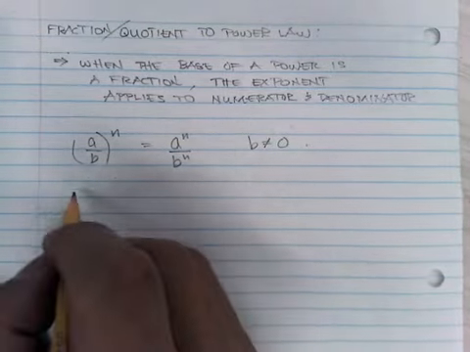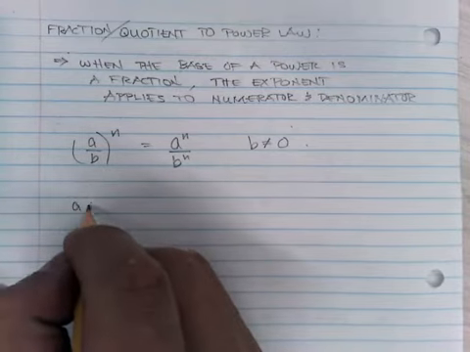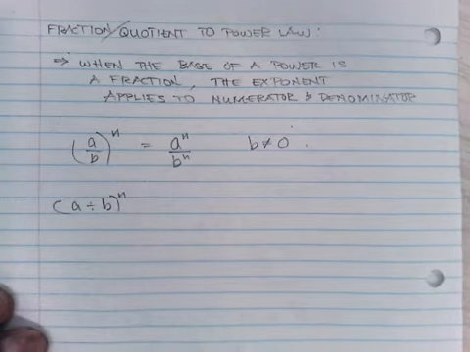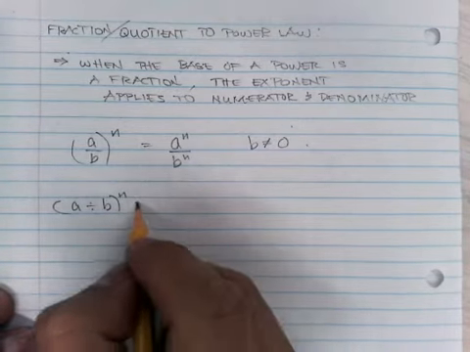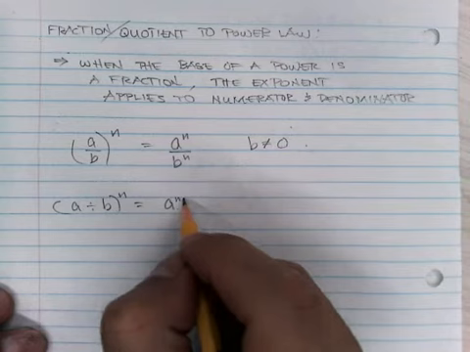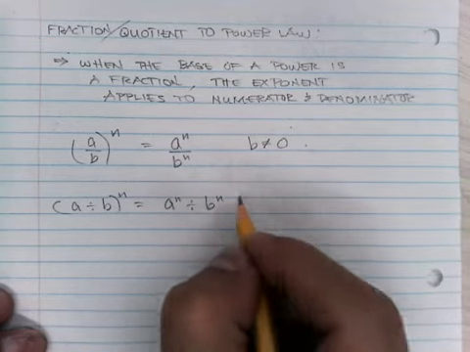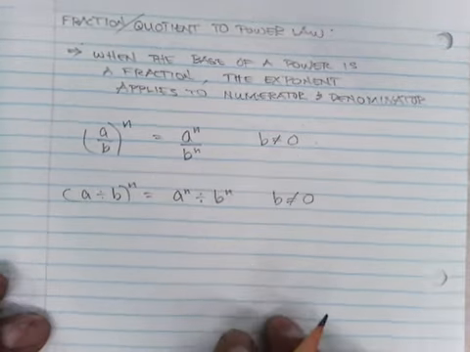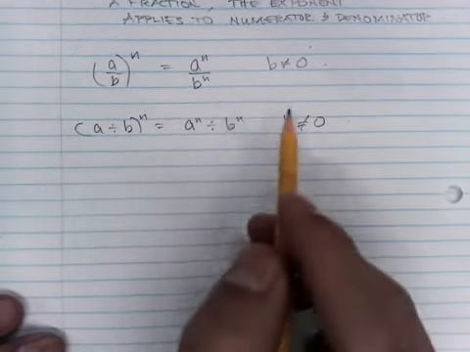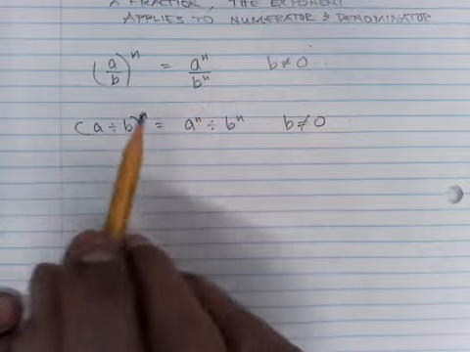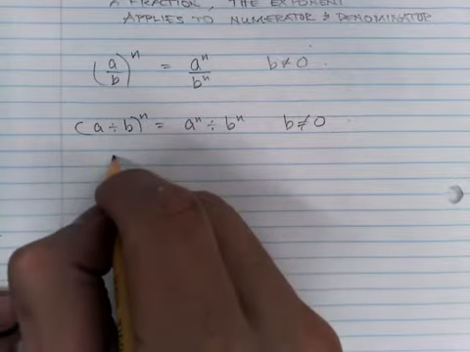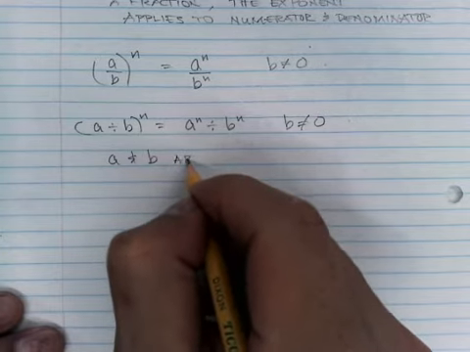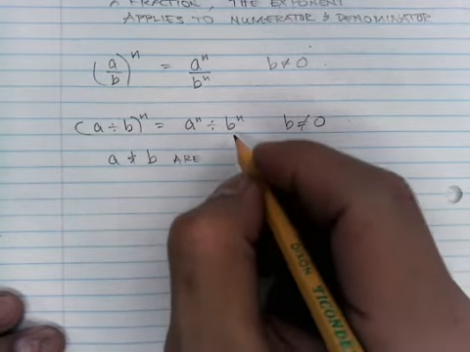It could also look like this if it was a quotient: a divided by b, all to the n, is equal to a to the n divided by b to the n, and again, b cannot be equal to 0. This is just a general formula or statement for it. a and b are integers.